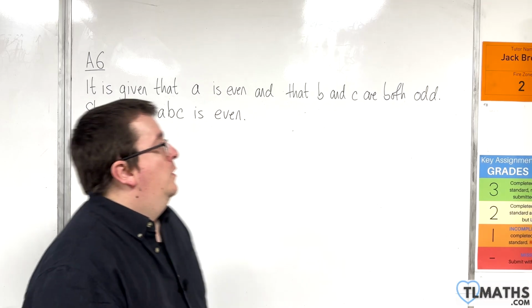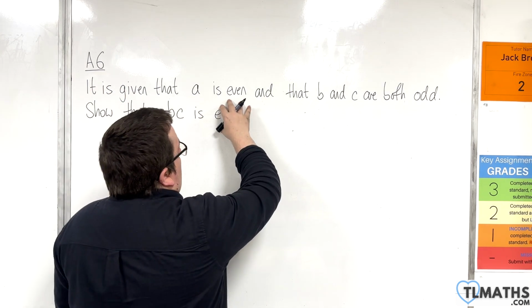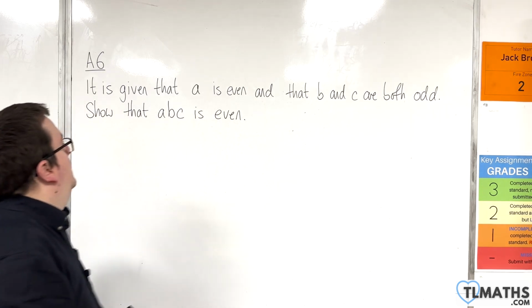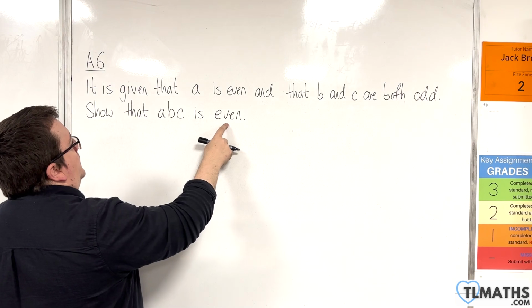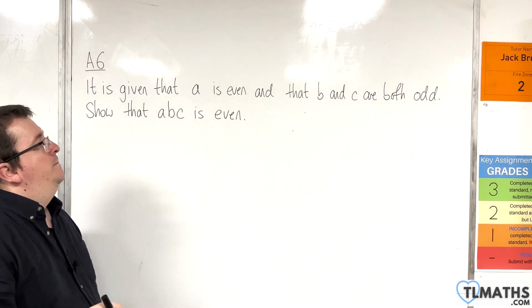So in this video, we're looking at this problem here. It is given that A is even and that B and C are both odd. Show that ABC is even. Now we know that ABC means A times B times C.